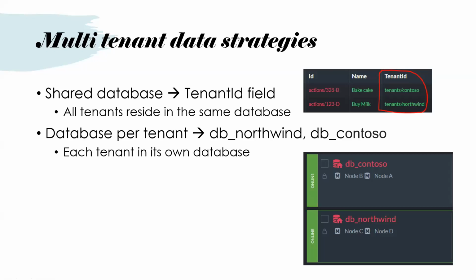The other option is to have a database per tenant. And you can see it here. We have two separate databases, one for each tenant. Note that this is database, not cluster. This is really important. A RavenDB cluster can contain many nodes, and each node can contain many databases, and a database may span multiple nodes. So in this case, you can see that Contoso runs on node B and A, and another tenant on node C and D. In this case, we are looking at a 5-node cluster. And each tenant is its own database.